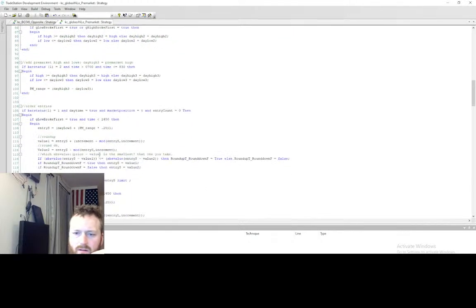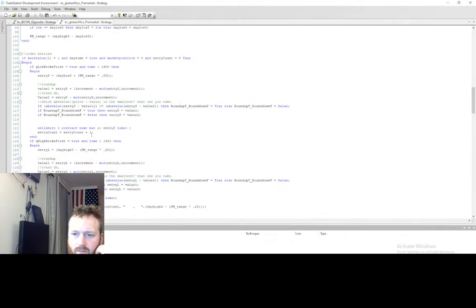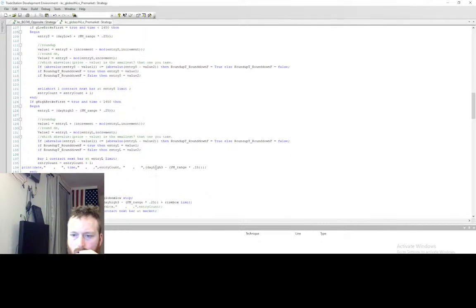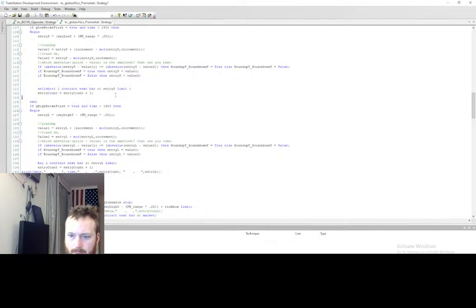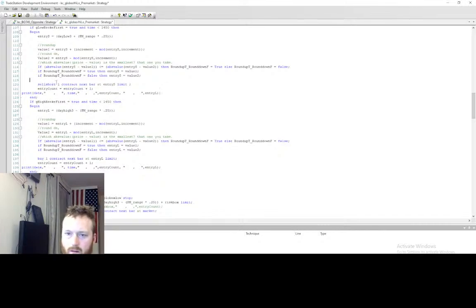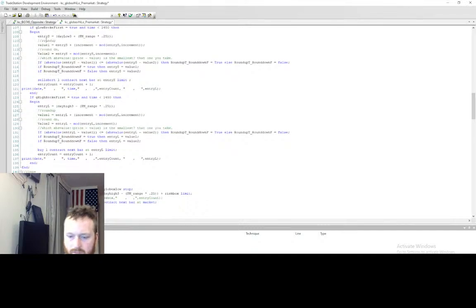Now let's take a look at print. Print entry long. And any shorts I also want to print. Yeah, that's cool. Yep, it's all good. All good in the hood.